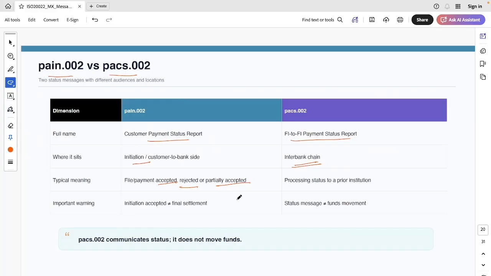The audience is different for both pain.002 and pacs.002. Pain.002 talks back to the customer or initiating party, whereas pacs.002 talks between the FI to FI chain. The context is different, the references are different, and the operational interpretations are also different.